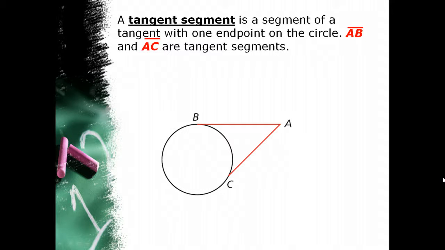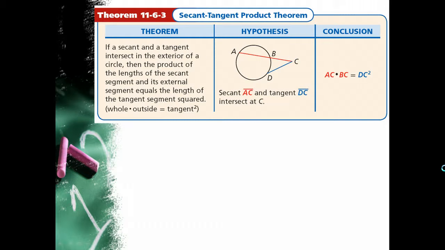A tangent segment is a segment of a tangent with one endpoint on the circle. So AB and AC are tangent segments. The secant-tangent product theorem lets us take that part of it and say that the whole times the outside, like we said before, equals the tangent squared, because the tangent segment is smaller. So we have AC times BC, that equals DC squared.